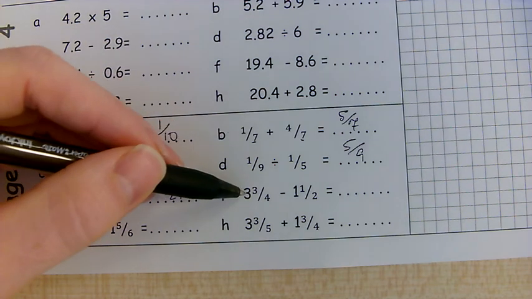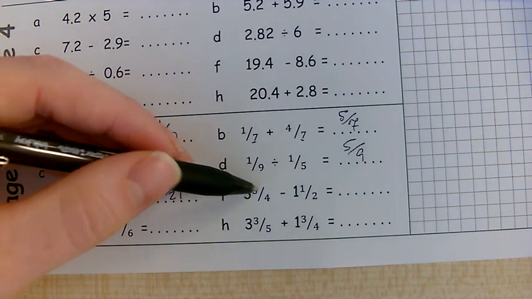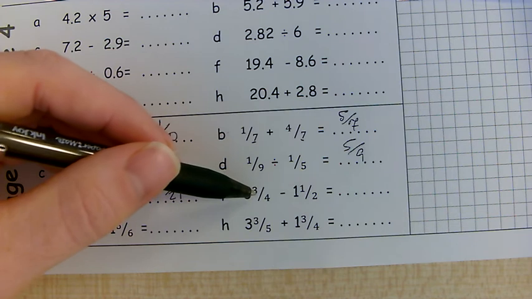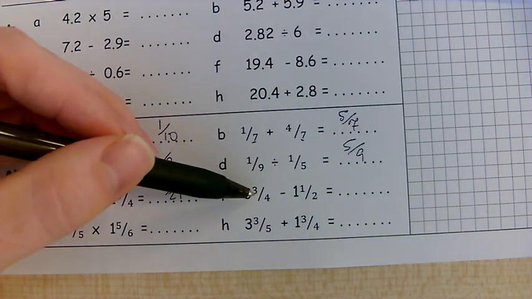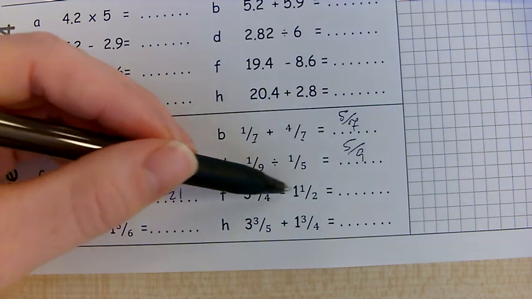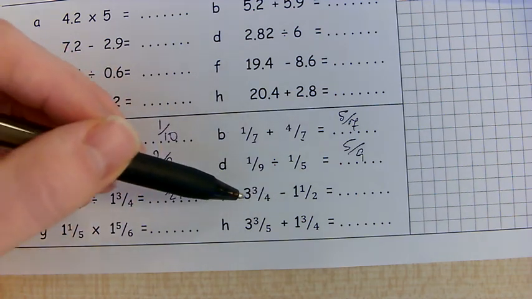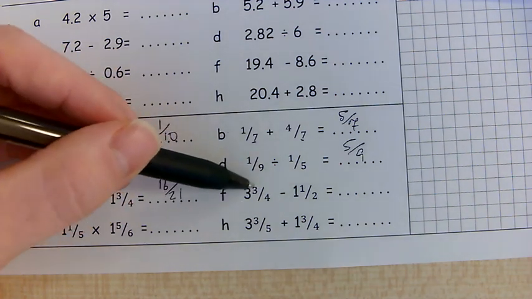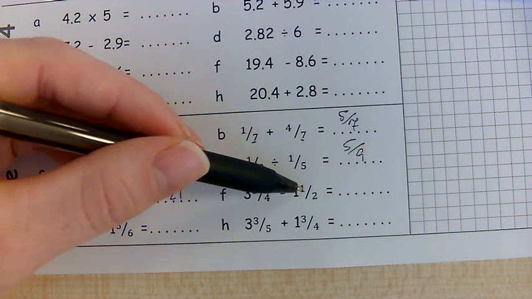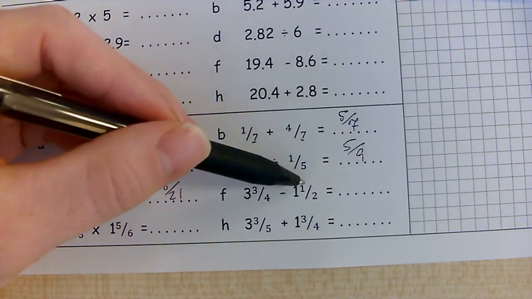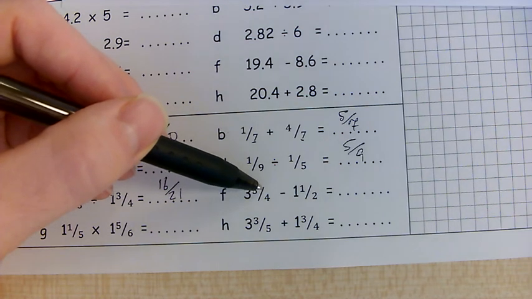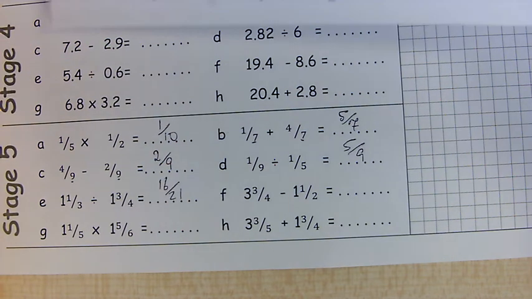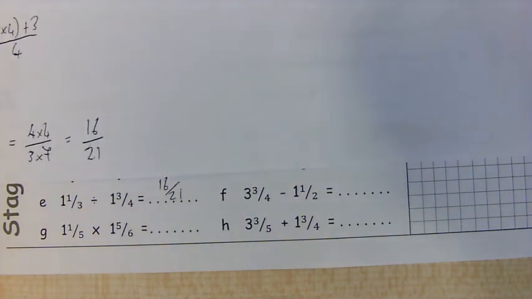With f, we don't necessarily have to change these into improper fractions, but I will do, because I can see that at the moment I could take these away straight away and it'd be absolutely fine, because this fraction here, 3/4, is still bigger than a half. But if this second fraction here had been bigger than the first fraction, then I would definitely have to change them into improper fractions first. So I will change them into improper fractions so that you know how to do it.